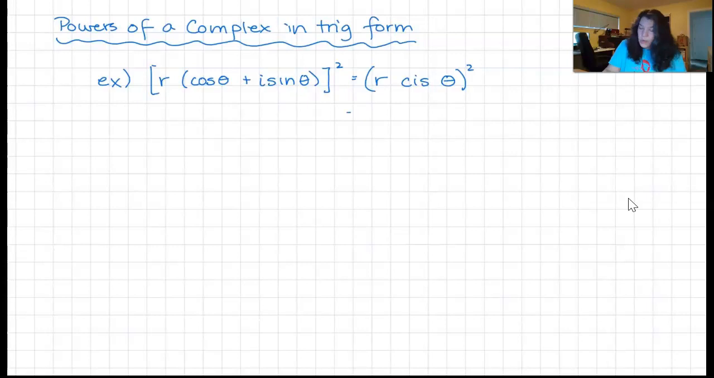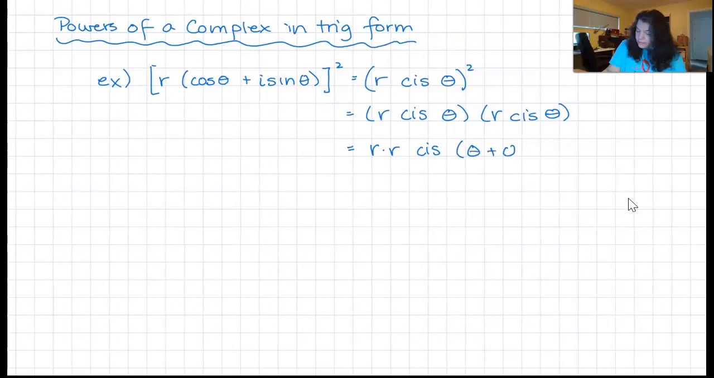But if you recall from multiplying, what do we actually do for multiplying? Well, actually, let me first write this as multiplication. So this is R sis theta times R sis theta. We've turned it into a multiplication problem so we can use our rule. And remember, the rule was multiply the radii, R times R, and add the angles, add the arguments, theta plus theta.